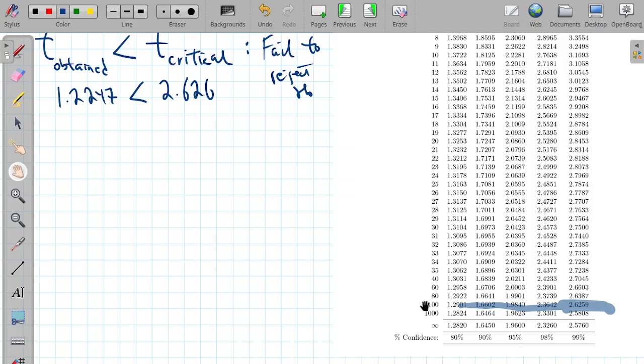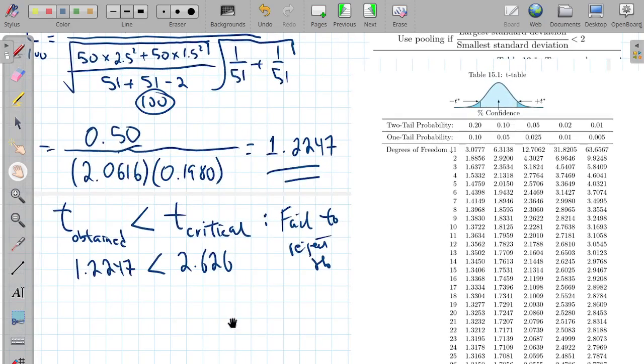Well, 1.2247 is just so very slightly off over here in the left-hand margin. So if it's in the left-hand margin, that means the p-value is going to be here as well, which means we're greater than 10%. P-value is greater than 10%, and again, the conclusion remains the same.